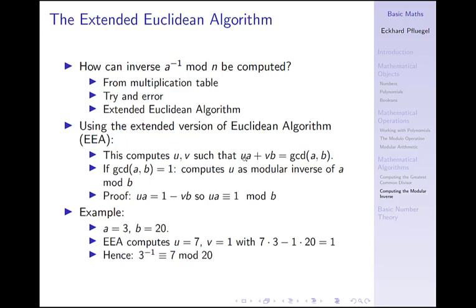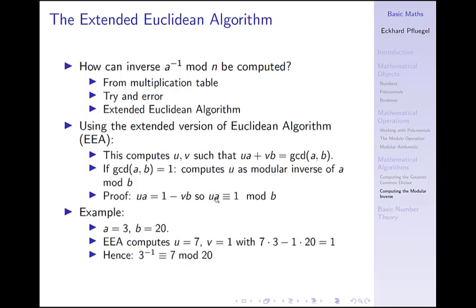So then this equation here is the same as UA equals, so I'm just bringing this term over to the other side, and the GCD is 1, so really all we get is UA equals 1 minus VB. So if you look at this equation carefully and take it modulo B, then you realize that VB will be 0 mod B. So all that's left is UA congruent, because of the modulo, 1 mod B. But that's exactly the definition of the modular inverse.